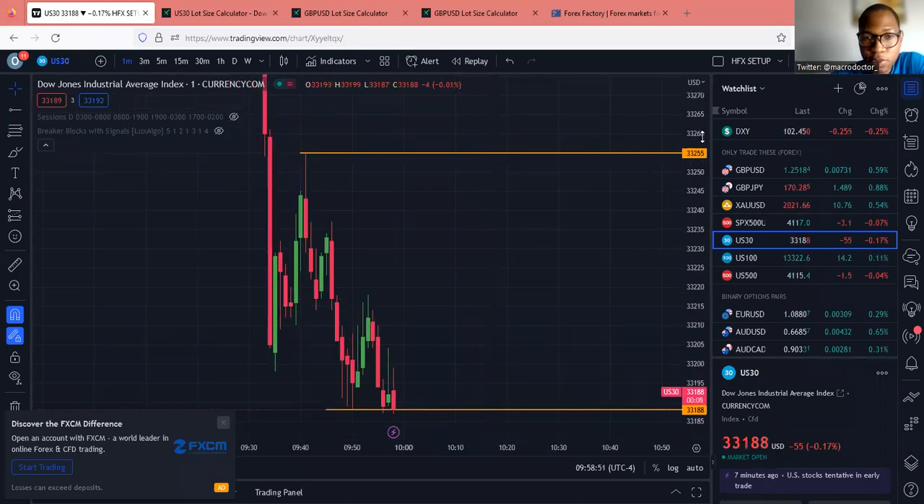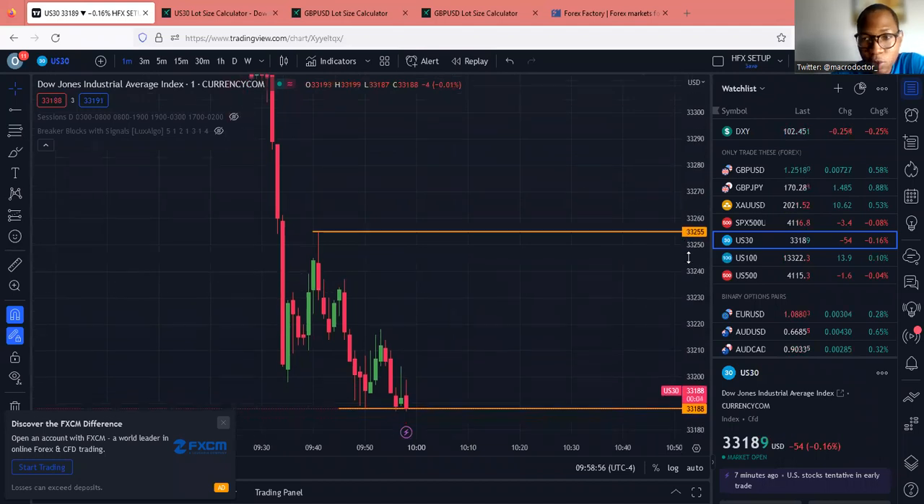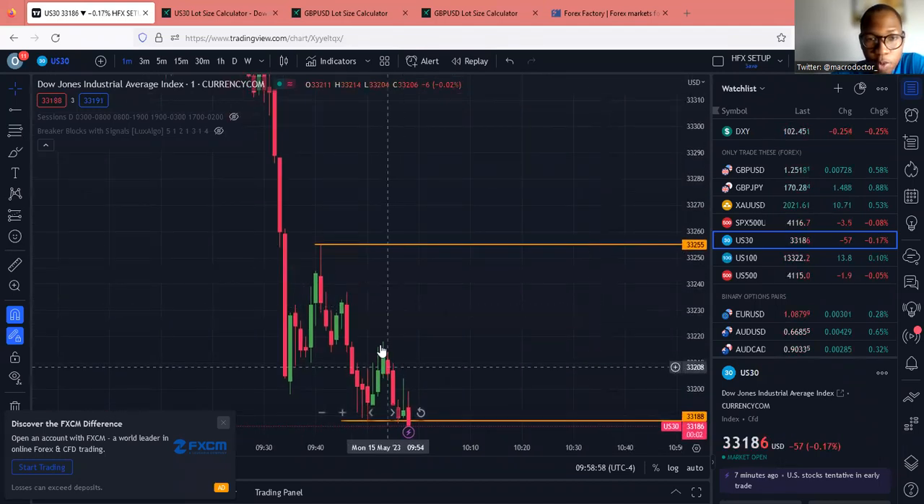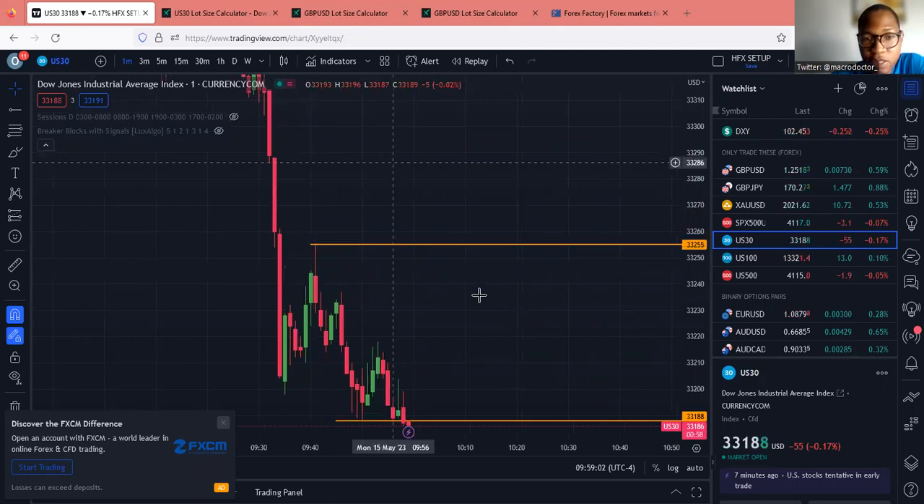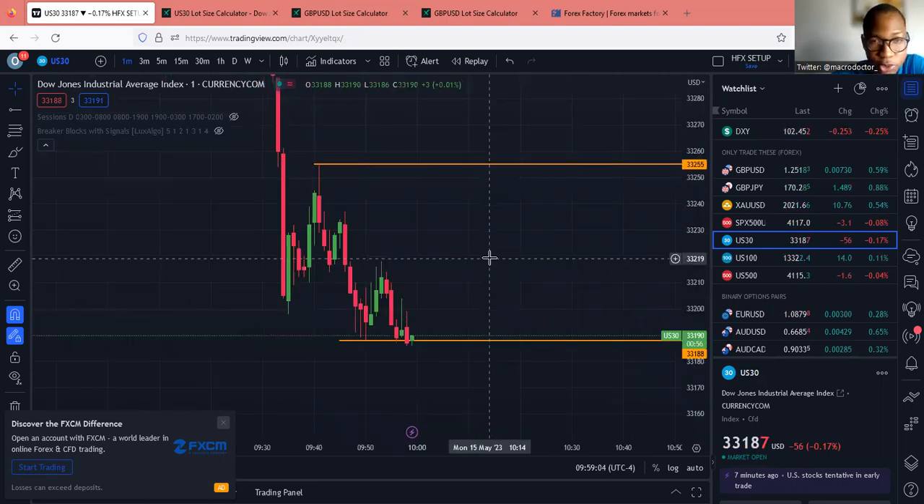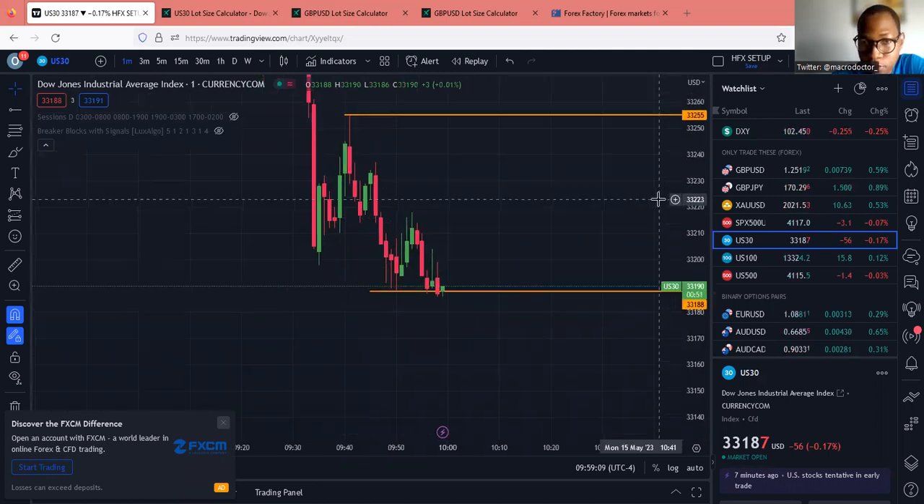Honestly, I am more inclined to take a sell. This is what I'd prefer for price to do. I'd prefer that by 10 o'clock, price will come up, either clear this high or preferably this high, get into this fair value gap, reverse and start going down. That is what I would like to see price do.